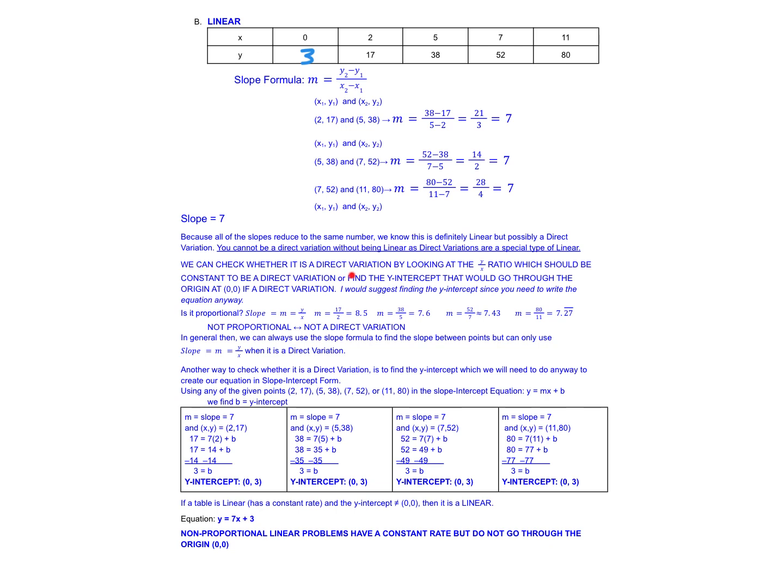Now we can check whether it's a direct variation by looking at the ratio y over x. It should be constant to be a direct variation. Or we could just find the y-intercept as it goes through and see if it goes through the origin. I suggest finding the y-intercept since you have to write the equation anyways, but I am going to show you the proportional idea just to show you why this isn't.